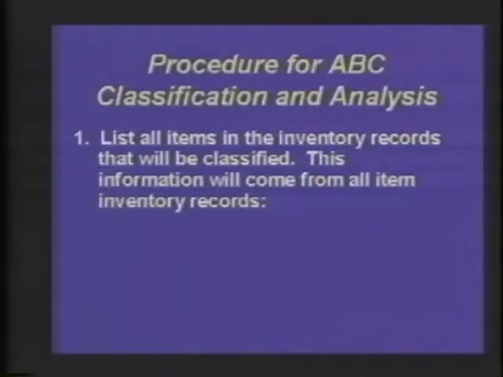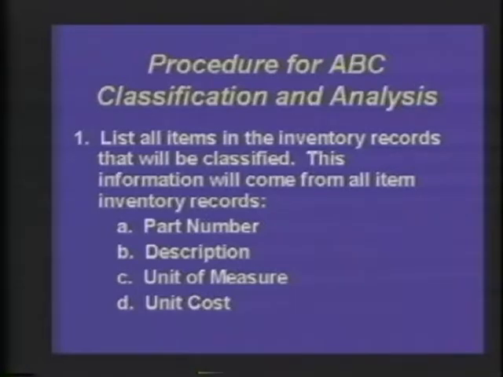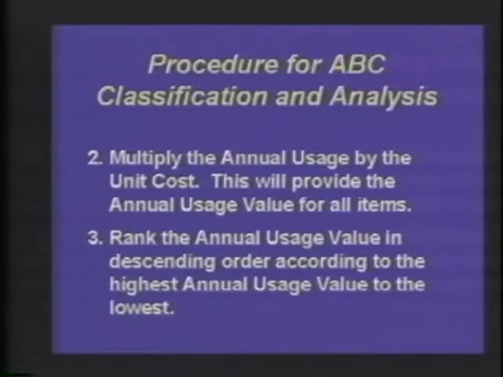And now moving on to the next page, on page 16, are the procedures. And I just went through the procedures for you. So I'm not going to read these procedures, but merely indicate that Item 1 addresses the data that you want to consider: part number, description, unit of measure, unit cost, and annual usage. All of that information is available in your inventory record. Item 2 is the multiplication. Item 3 is the ranking, and that's through a sorting process.